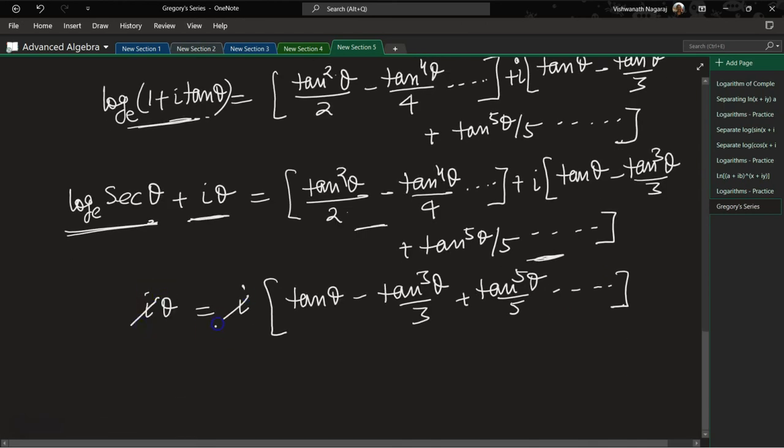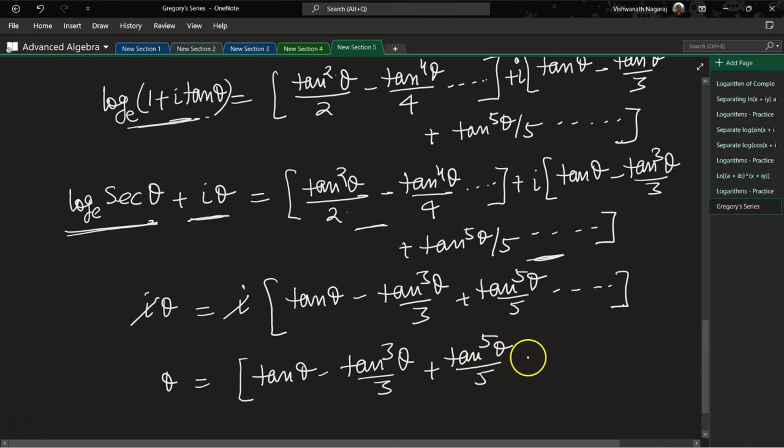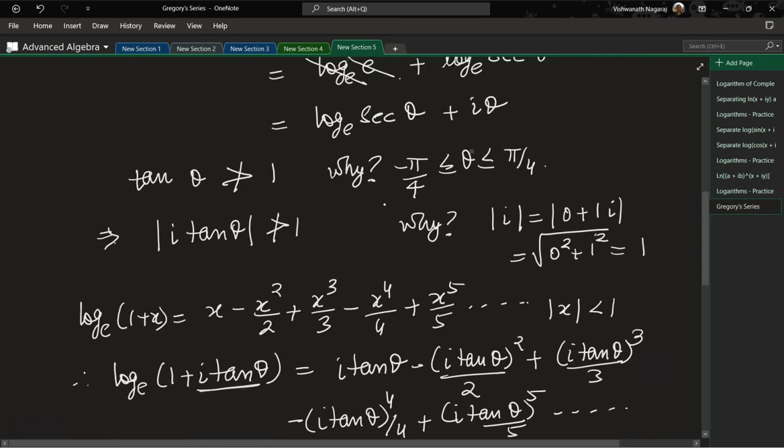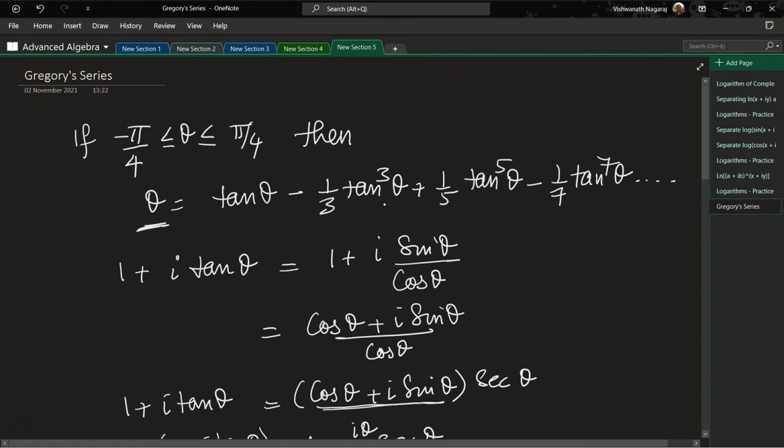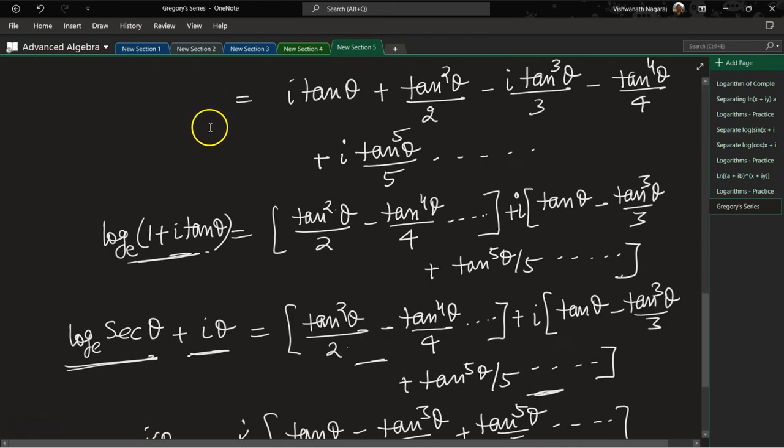The i's cancel out each other, so we are left with theta is equal to tan theta minus tan cubed theta by 3 plus tan to the 5 theta by 5 minus tan to the 7 theta by 7, you know the pattern now, and on. This is what Gregory's series says: if theta is between minus pi by 4 and pi by 4, then theta is going to be this series.